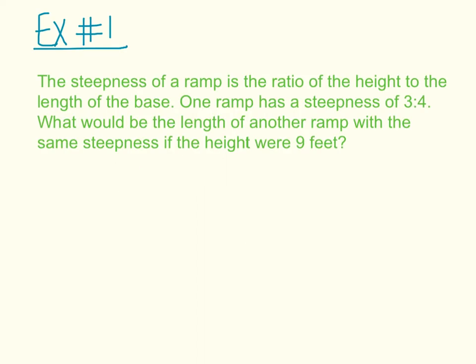Example number 1. The steepness of a ramp is the ratio of the height to the length of the base. One ramp has a steepness of 3 to 4. So the 3 would represent the height because that is what came first. And the 3 came first. So 3 is the height. And the 4 would be the length.